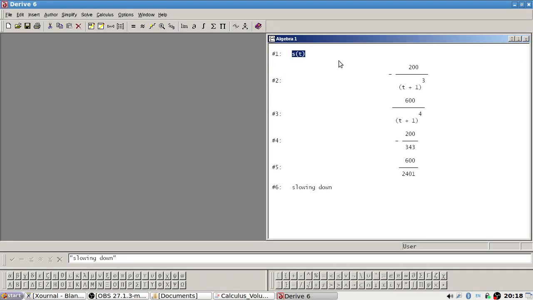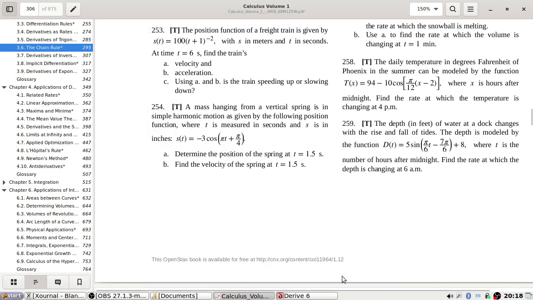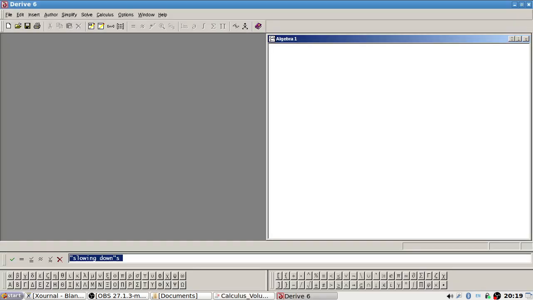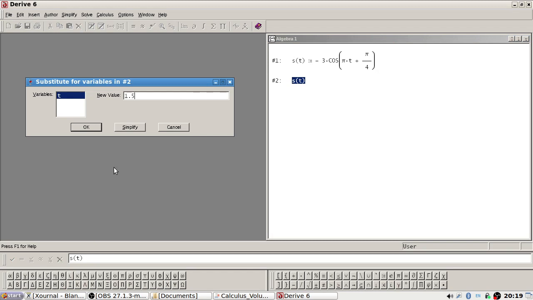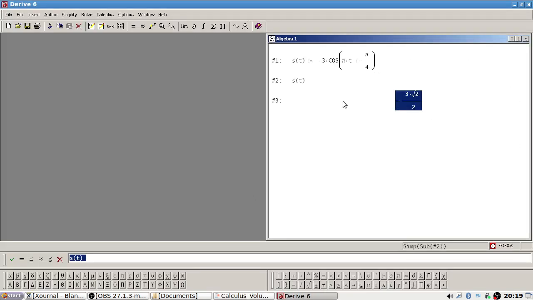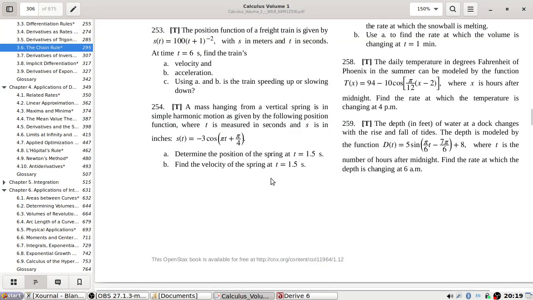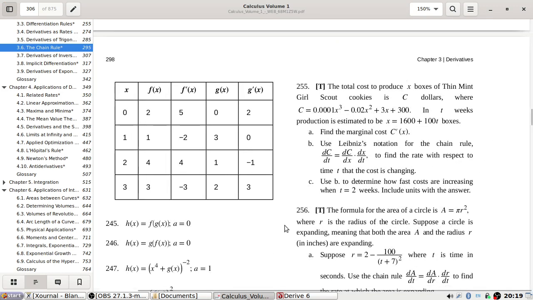Right, next now. A mass hanging from a vertical spring is in simple harmonic motion, given by the following position function, where t is measured in seconds and s is in inches. Pi t plus pi over 4. And find the position at 1.5, and the velocity at 1.5. Okay, right, that's fine.